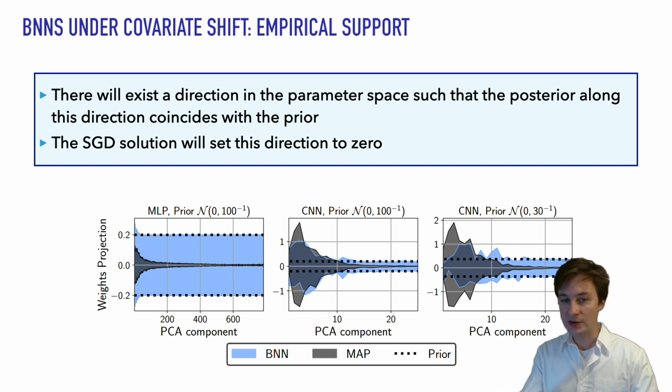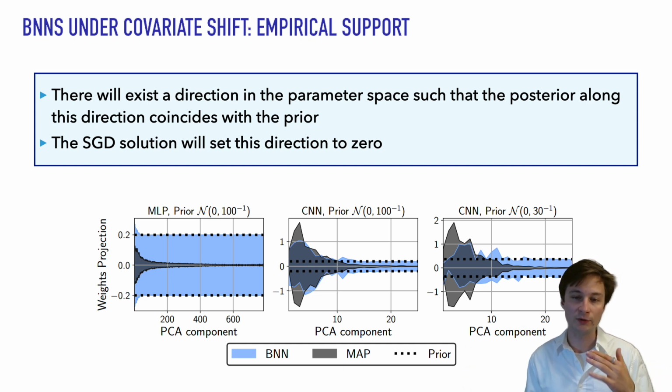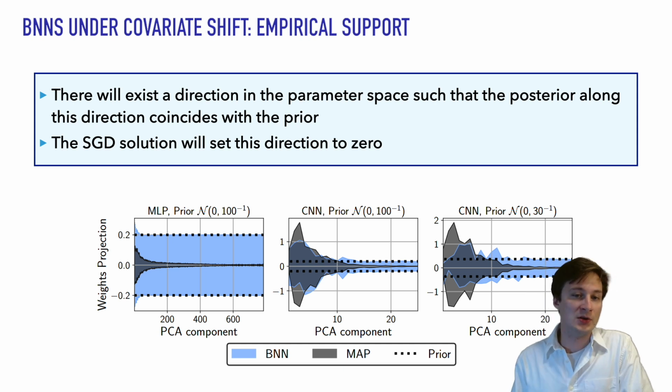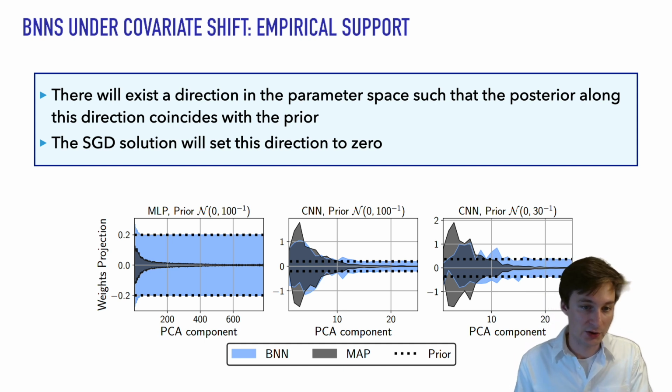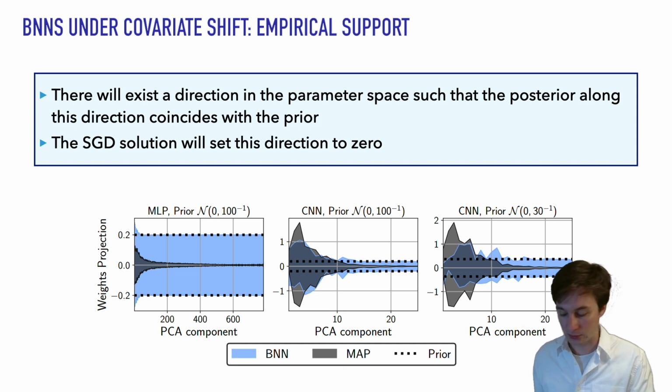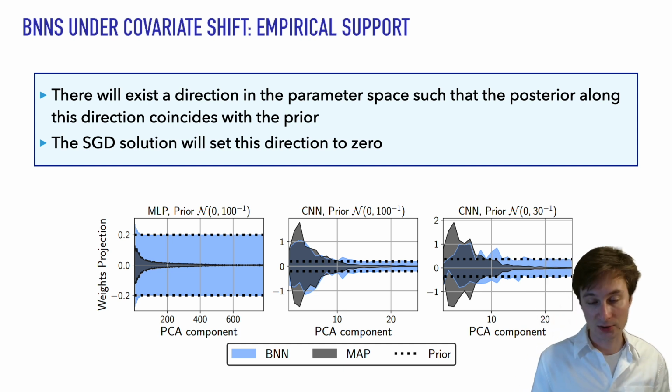But for the last few PCA components, so the directions where the data has almost no variation, is almost constant, the SGD weights are just zero. They just ignore those directions. And on the other hand, for the Bayesian neural network, the magnitude of the weights is the same as the prior. So if we project the weights on those directions, it's the same as projecting samples from the prior.